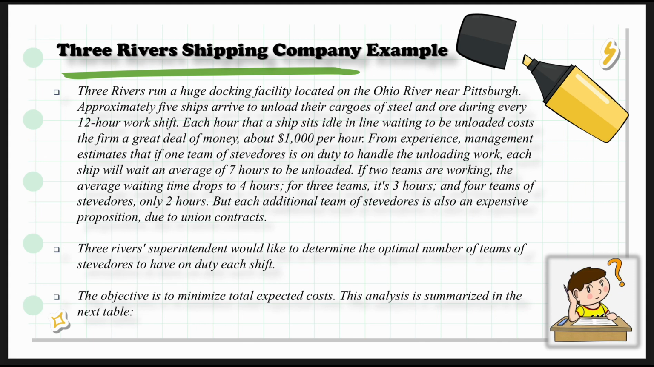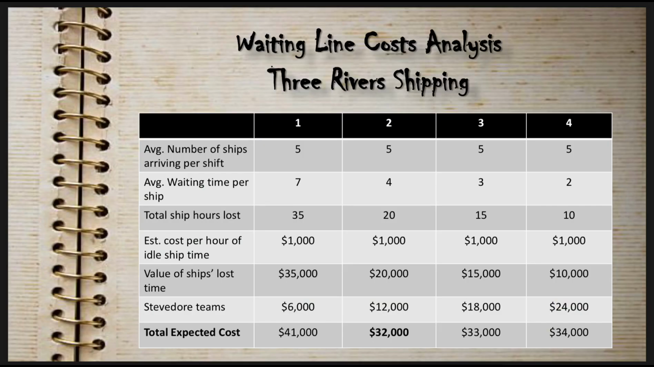This analysis will be summarized in the next table. Gaya nga ng sabi ko kanina, the goal is always to find the service level that minimizes total expected cost. So now let's take a look at our waiting line cost analysis, or yung table analysis ng Three Rivers Shipping Company na example natin earlier.